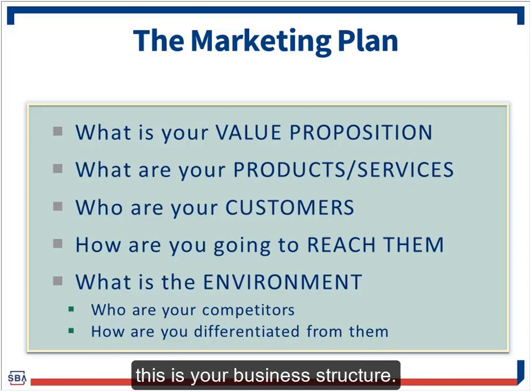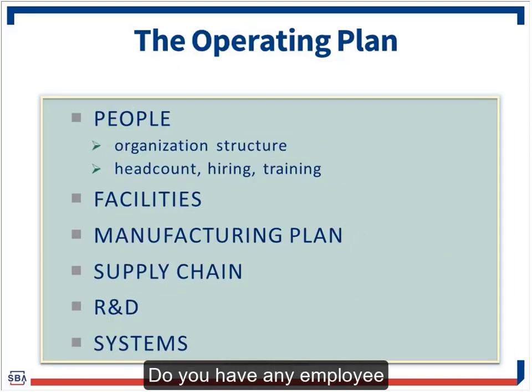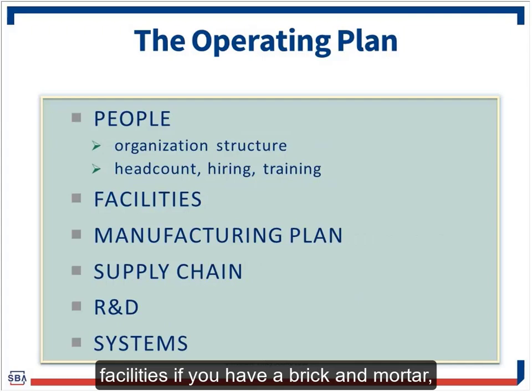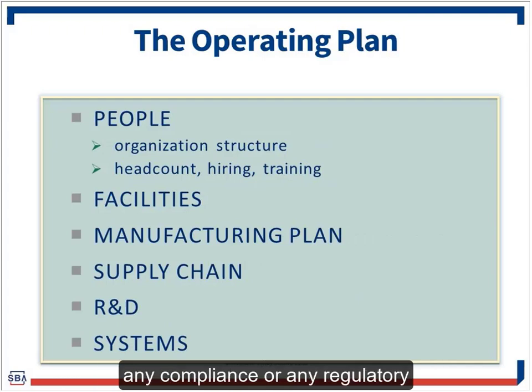And you've also looked at your competitors and how you're different from them. Your operating plan. These are your people. This is your business structure, hiring, training. Do you have an employee handbook put together? If you don't, I will share with you a resource that will help you put one together. And you can also have the Department of Labor look it over to make sure you have all the compliance correct.